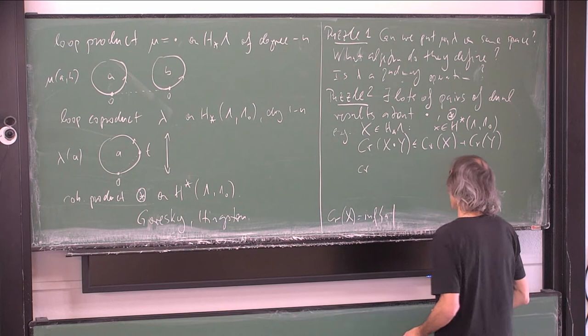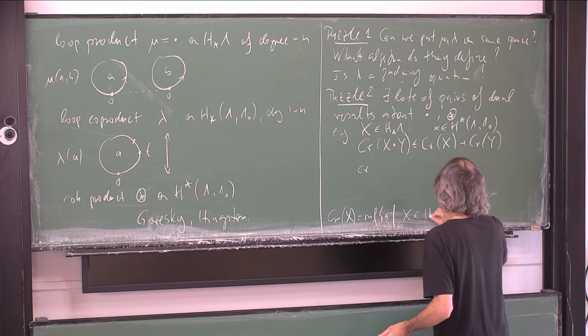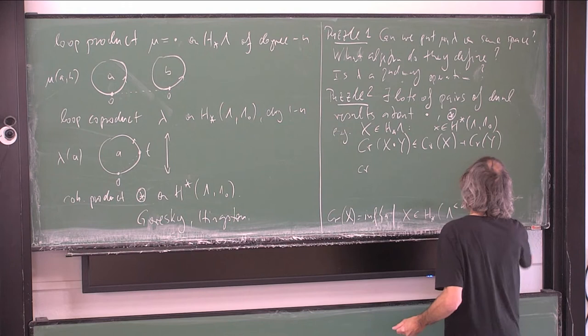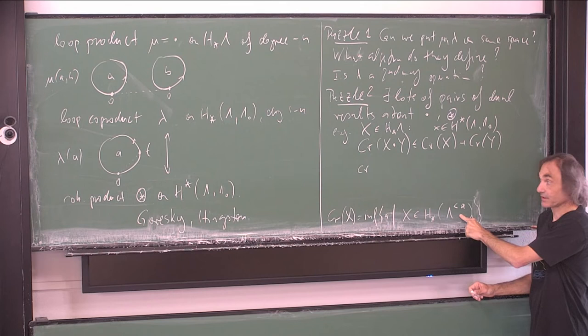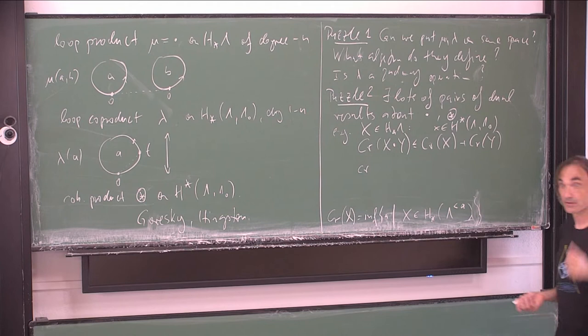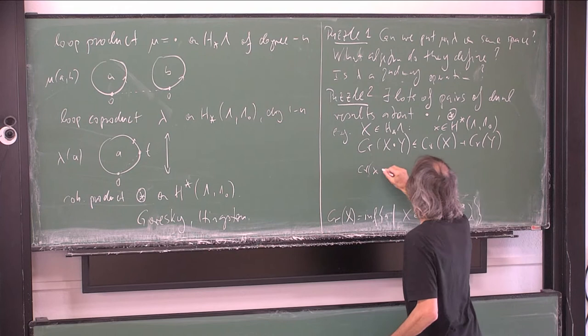x lives in the homology of lambda of the space of loops of length less than a, where length is defined with respect to some Riemannian metric. Yeah, and in cohomology similarly, you do something with relative cohomology. Yeah. And then if you define this critical value from cohomology, you can take their cohomology product and you get this.